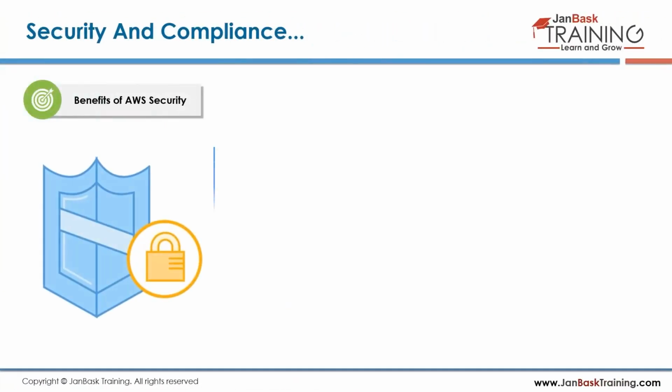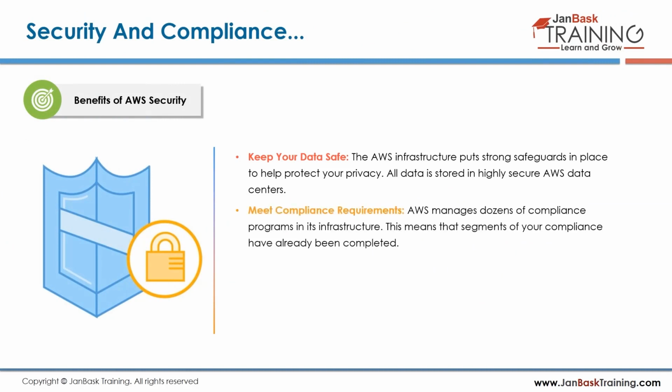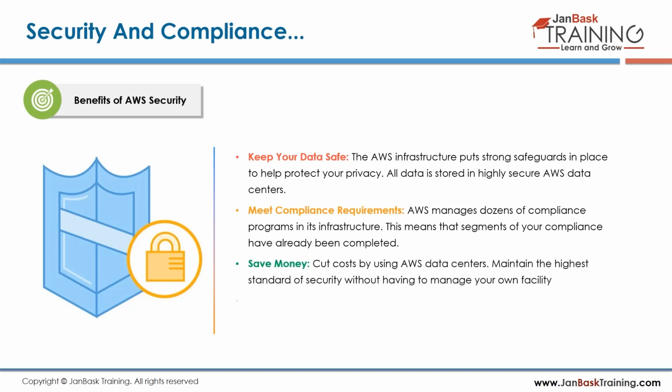So, benefits of AWS security. AWS puts strong safeguards in place to protect your privacy. All data is stored in highly secure AWS data centers, right? You meet compliance requirements. Why? Because AWS gets their infrastructure audited for HIPAA and everything every year whenever it's required. They are PCI certified, they are DSS certified, they are HIPAA certified, they are PII certified, they are GDPR certified, that is the new law originated from Europe. You save money because the higher standard of security comes to you as a part of AWS, and you can scale quickly because no matter where you are, no matter what the size of your infrastructure is, AWS has it for you and your data is safe.